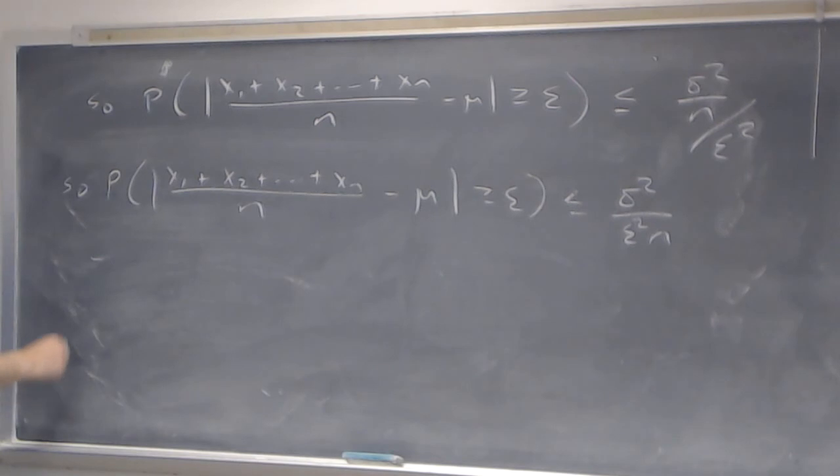Okay, now let me write something right in front of this. Well, this is a probability, so it's going to be greater than or equal to 0. So let's make that insertion.